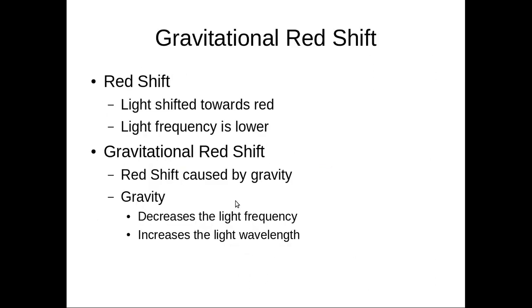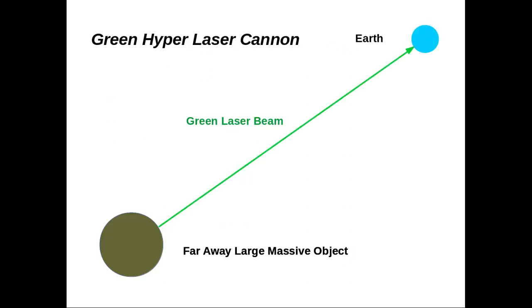So what is gravitational redshift? Gravitational redshift is simply redshift caused by gravity, which translates to the lowering of light frequency caused by gravity. Let's give you an example.